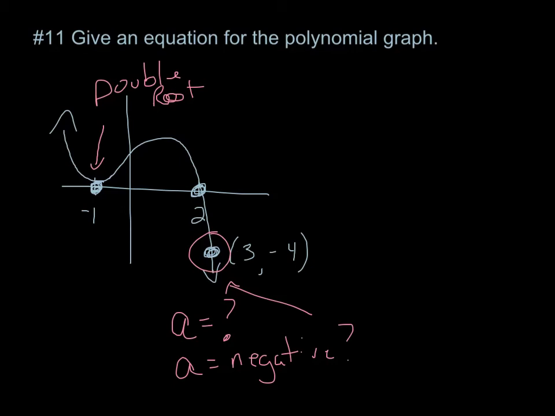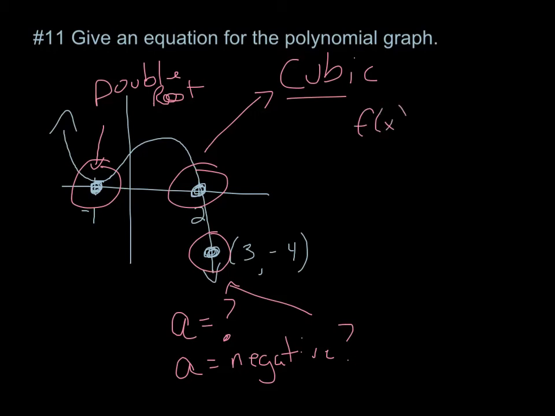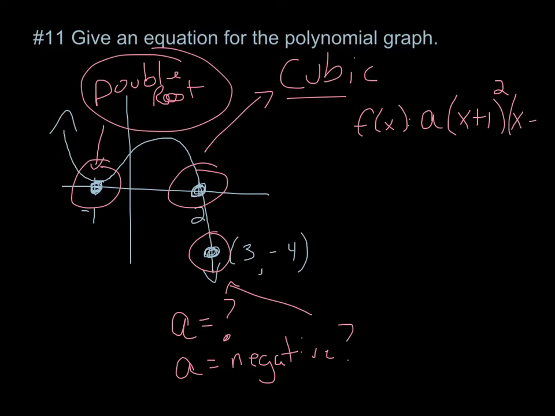All right, I've got a double root here and a single root here. That means I'm working with a total of 3 roots, which means I'm working with a cubic. All right, here we go. F of x. It must be some A. Always put A first. Times x plus 1, but how many are there? Remember, it's a double root. That means it's a squared factor. And x minus 2, that's where it crosses on the right side.